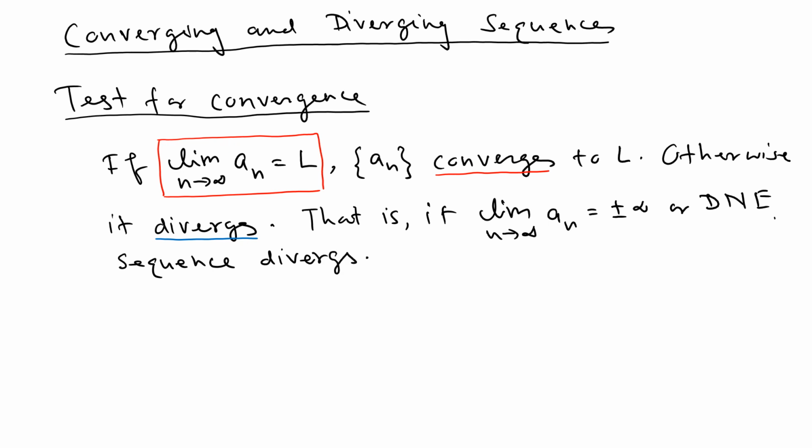This result again applies to series, and we know that if you look at the nth term, what we normally say is that if the limit is not equal to 0, then the series diverges. There's some kind of relation between the two. But here what it says is that if the limit is plus or minus infinity or does not exist, then the sequence diverges. So see the difference between the two.